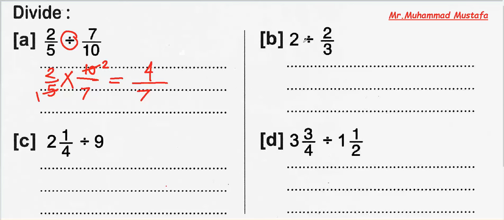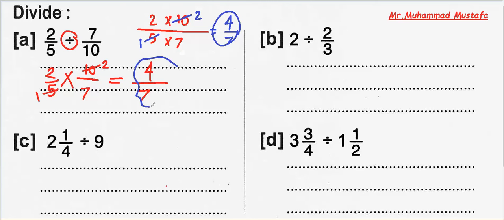We can do it another way. We can do cross multiplication. 2 times 10, 5 times 7. We can simplify the numerator and denominator. 10 divided by 5 equals 2, 5 divided by 5 equals 1, 2 times 2, 1 times 7, the same result.